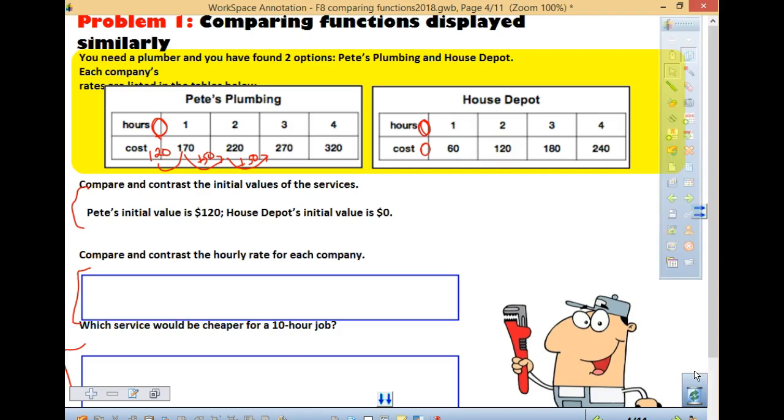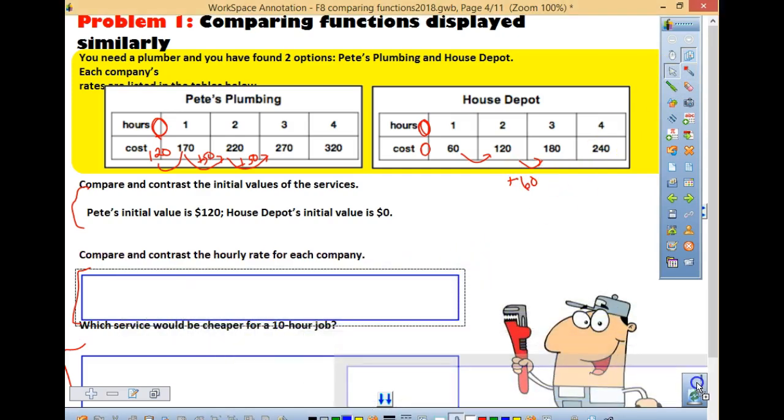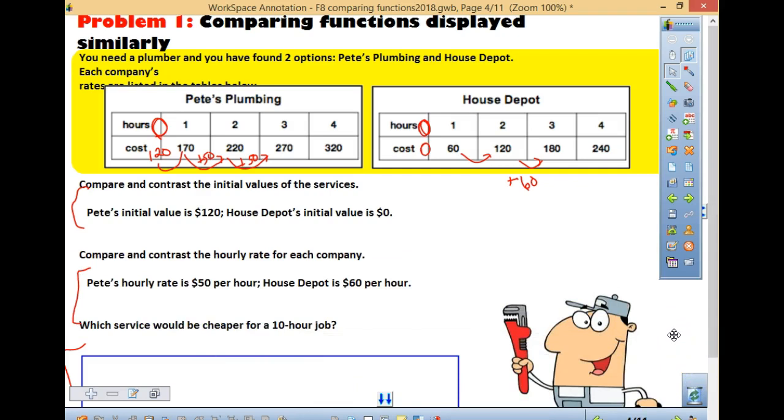Now we want to look at their hourly rates. You guys were just telling me that our hourly rate for Pete's was, we added $50 per each hour. House Depot, we are adding how much each hour? 60. So if we are comparing their hourly rates for each company, please pay attention. Pete's should be $50 an hour for our rate. House Depot is 60. You want to write down that first part too. Add the zeros in here also.